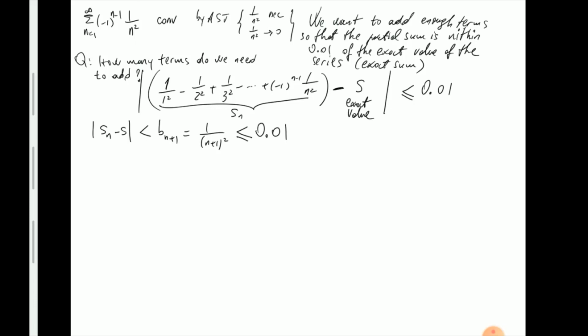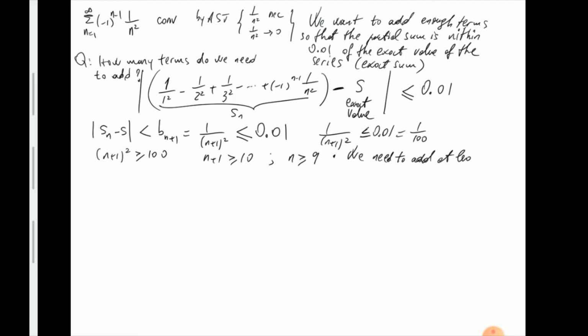So let's solve this inequality: 1 over n plus 1 squared less than or equal to 0.01, which is 1 over 100. If we flip this, that reverses the inequality. So that's n plus 1 squared greater than or equal to 100. If I take the radical, that means n plus 1 greater than or equal to 10, which means n greater than or equal to 9. So that means we need to add at least 9 terms to be within that margin of error.